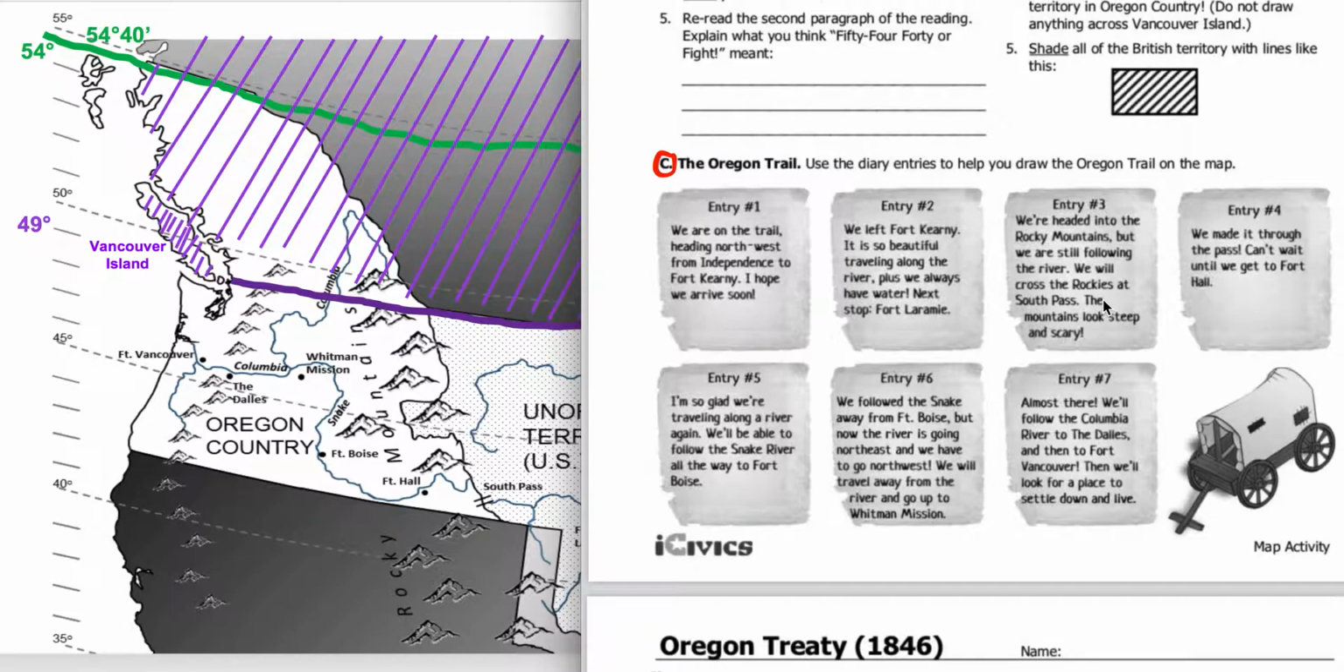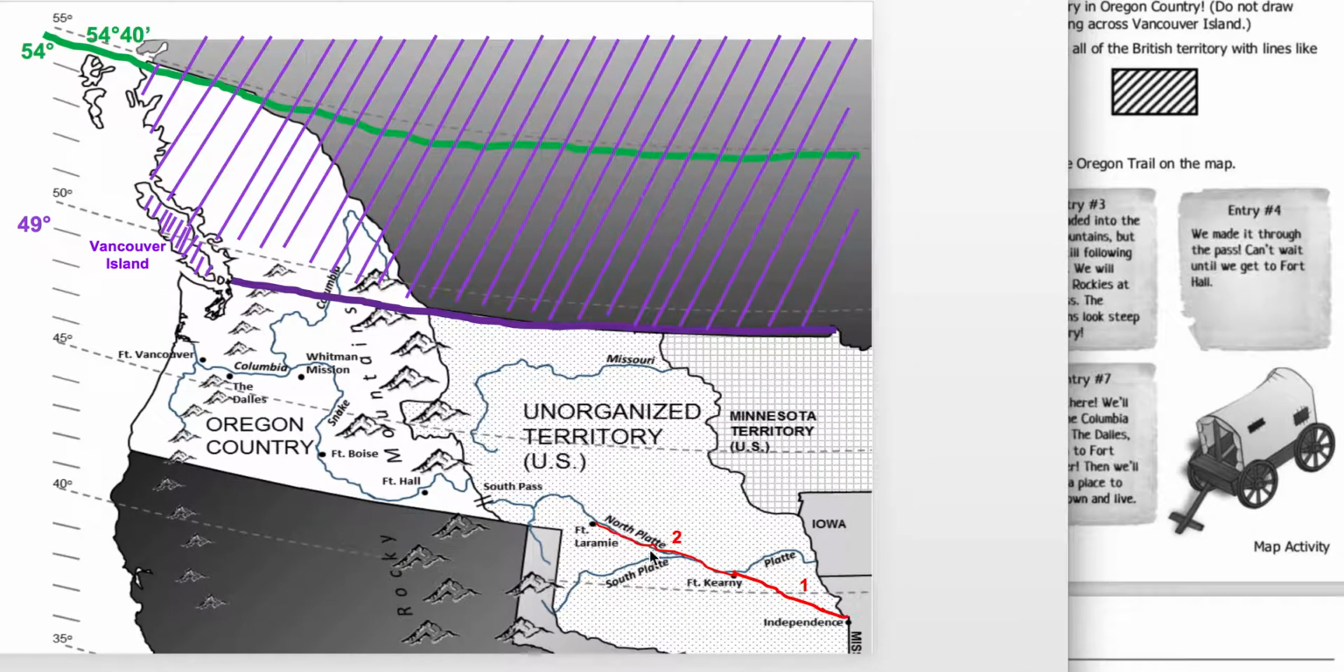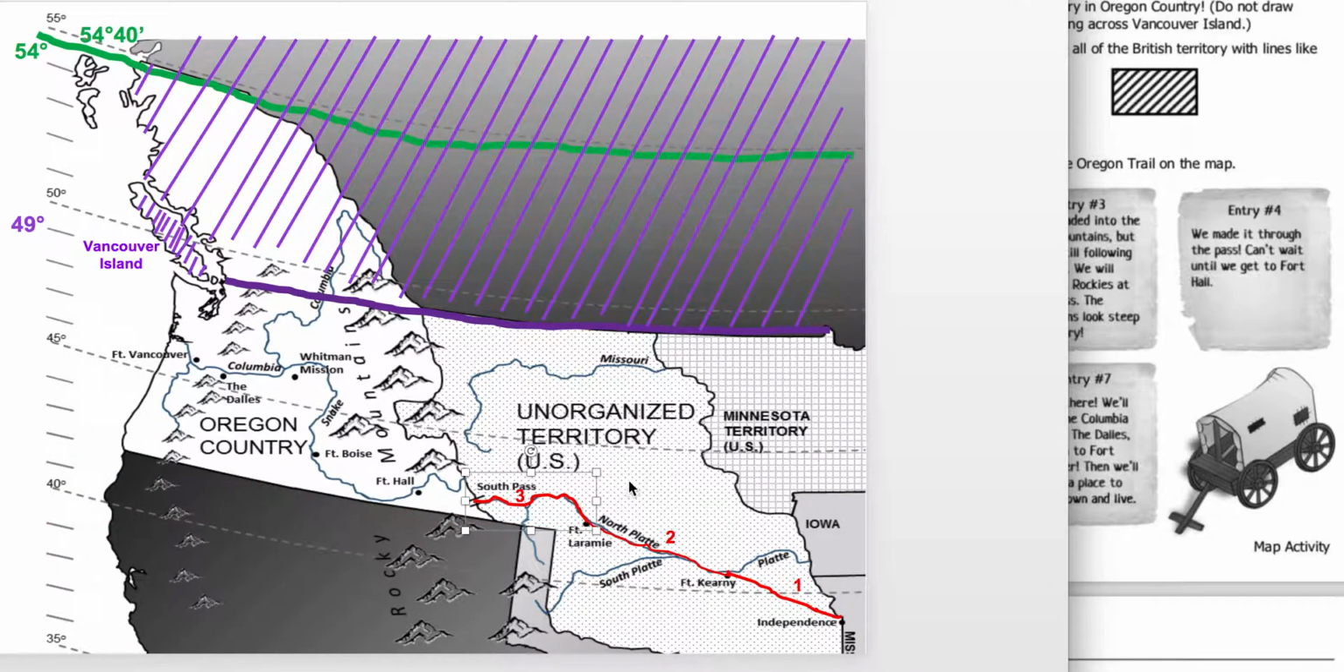Entry number 3. We're headed into the Rocky Mountains, but we are still following the river. We will cross the Rockies at South Pass. The mountains look steep and scary. And so we know from the journal entry that we're starting at Fort Laramie, and we're still following the river until South Pass, which is right here. And so you're going to draw it in with red. And then you're going to label that number 3.